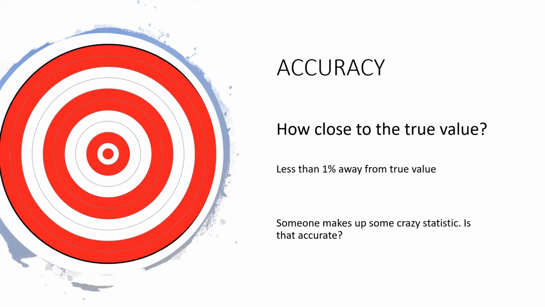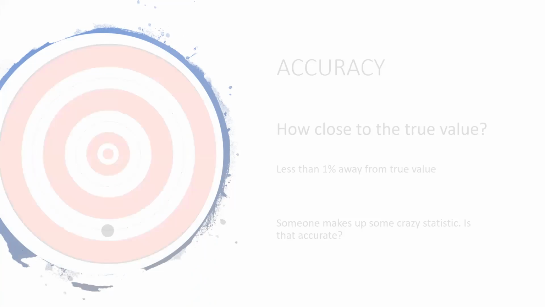A great example of accuracy with a target here is, let's just say I shoot an arrow and I get it right in the dead center. That's really, really accurate. But if I shoot it farther away from the center, my accuracy is a lot lower. And then precision is a question of how repeatable are these measurements that I'm getting. In this class, we have to have less than 1% deviation for it to be considered precise.